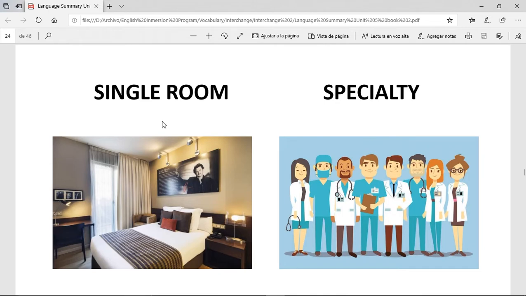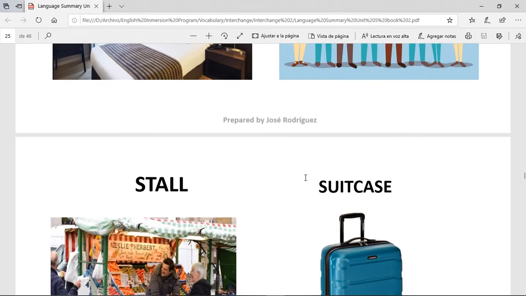Single room. It's like the double room, but only for one person or one pair of people. A specialty. A specialty in medicine is when each person works with a specific skill to be better at. For example, he can be a doctor for the lungs, or maybe he can be a dentist, and maybe she can be a psychologist. Each one of them has a specific specialty.